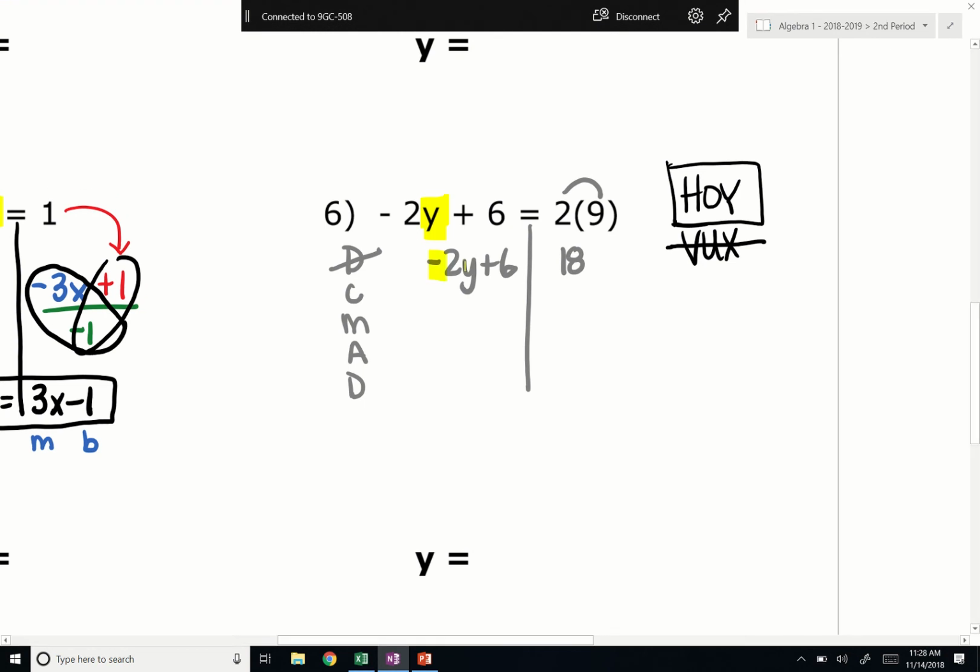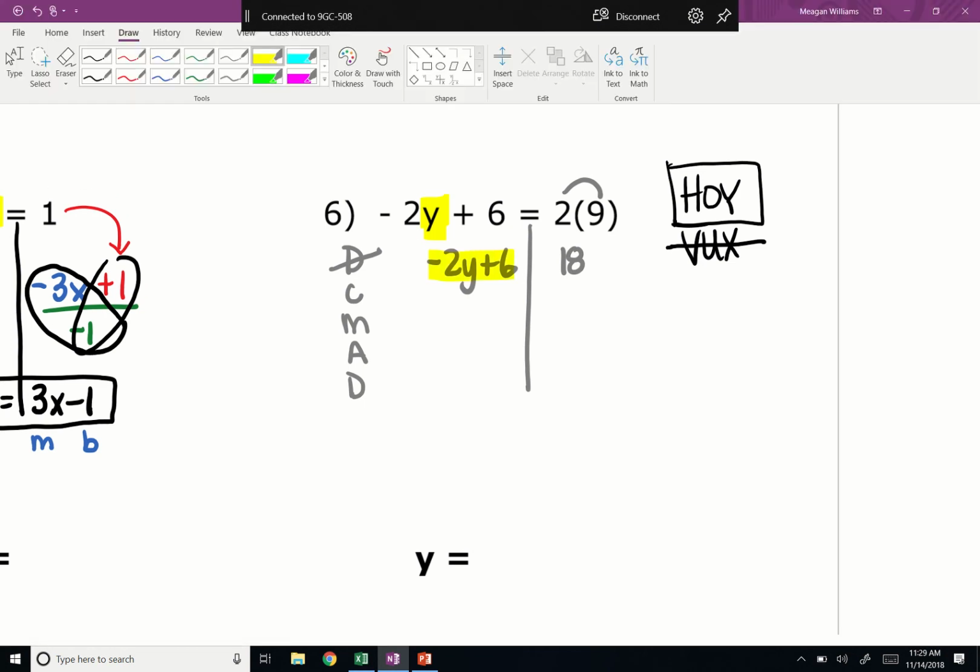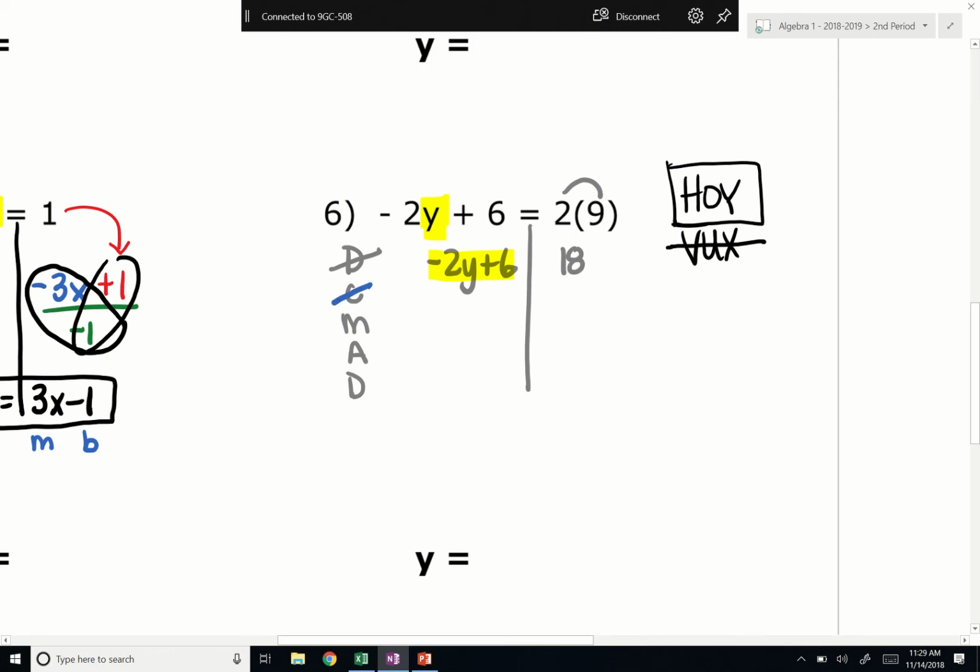Can I combine a Y and a 6? Can I combine anything with 18? Nope. Do I need to move a variable if I already have my Y's on the left side? Nope. Can I add or subtract anything away from my Y? What? So how do I get a positive 6 to go away?